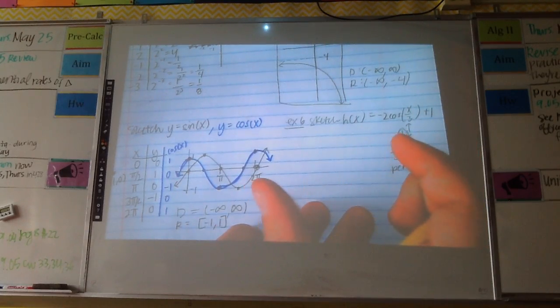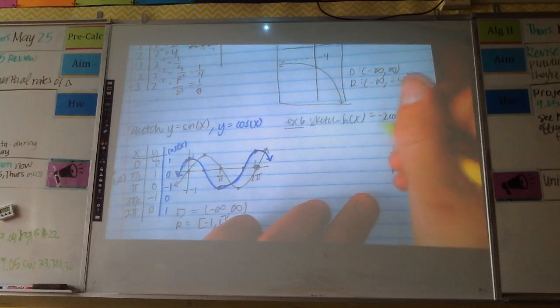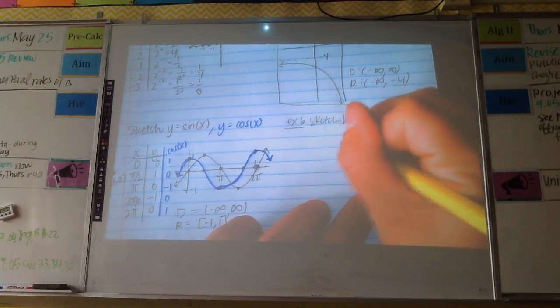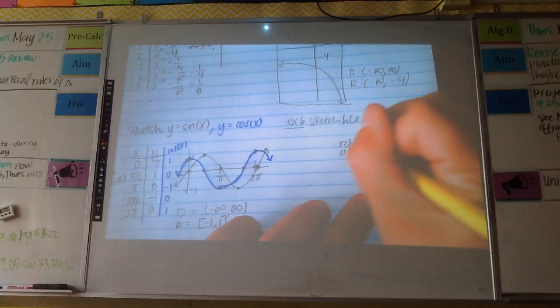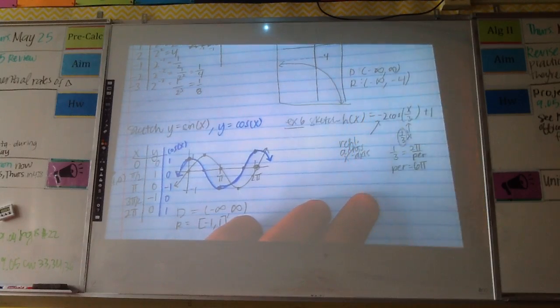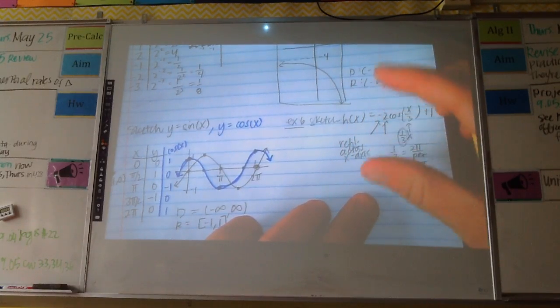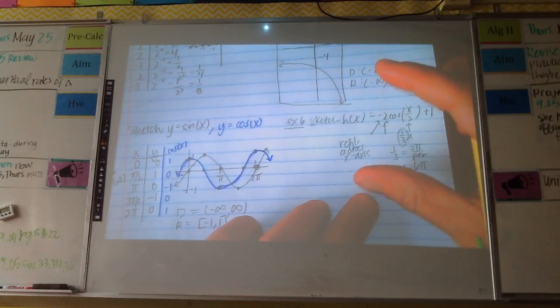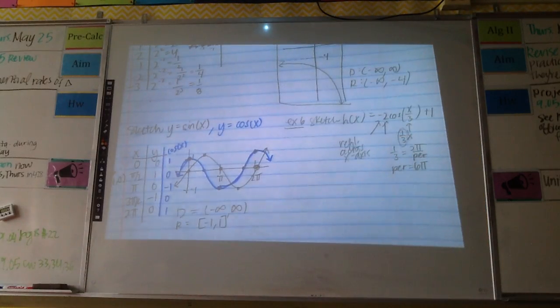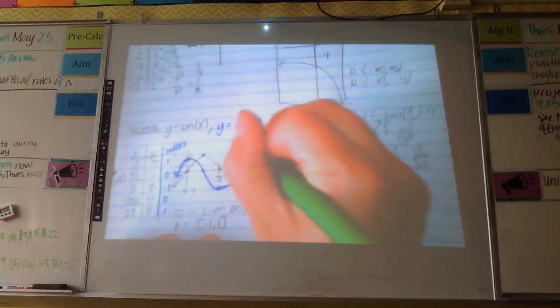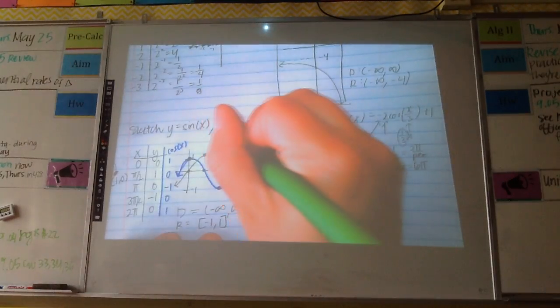That's going to stretch out my function. But this is what you should recognize. The negative sign causes a reflection across the x-axis. The 2 is going to cause a vertical stretch. In sine and cosine language, we call that this distance between the max and the midline the amplitude.